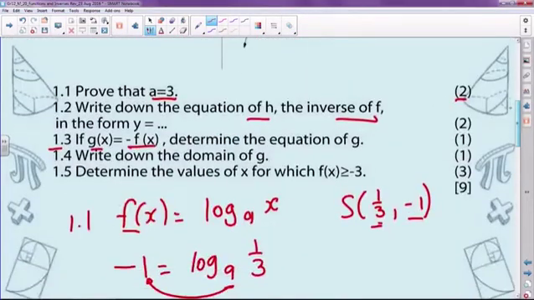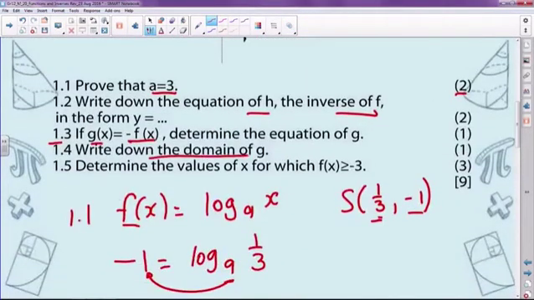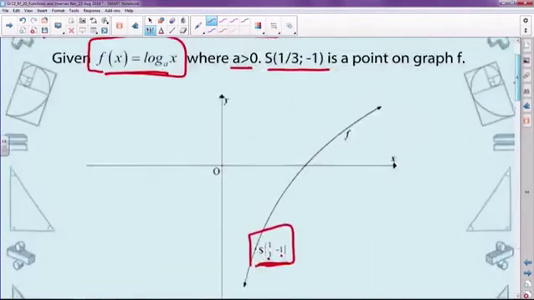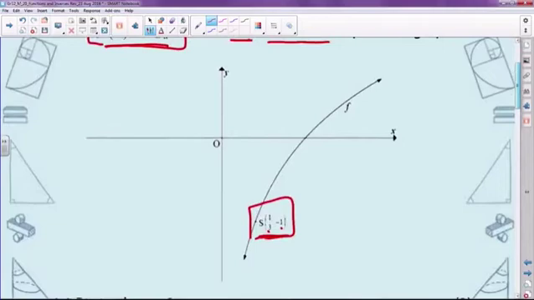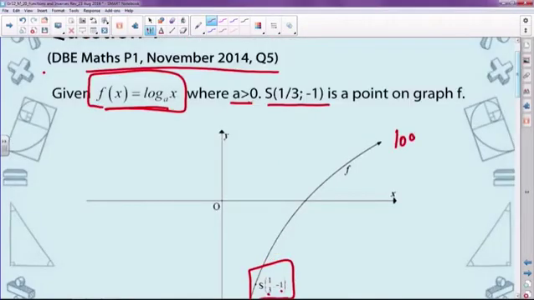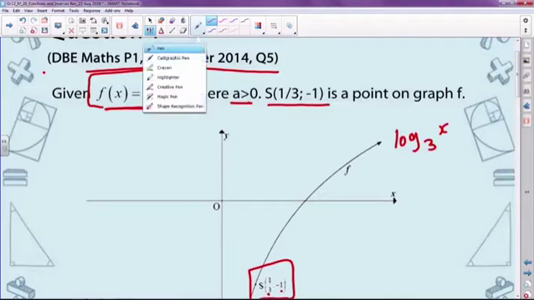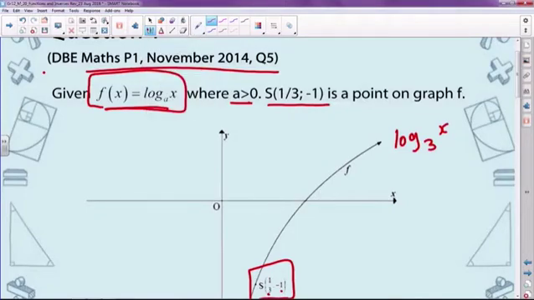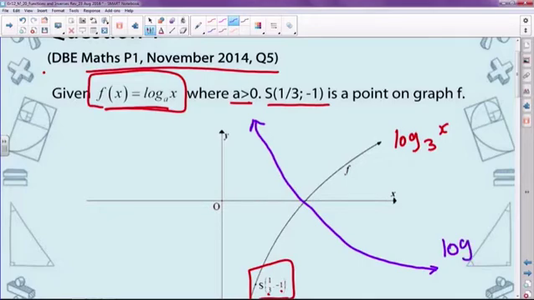1.4, we want to write down the domain of g. Now remember what we've got here. If I had to draw it, we know that the original function f is an increasing log graph. Now, the function negative f of x we saw would be a decreasing log graph. Have a look at this. If we had to draw it, it's going to be a graph that looks something like that. Okay, so that's going to be the graph of g of x, log x base a third.